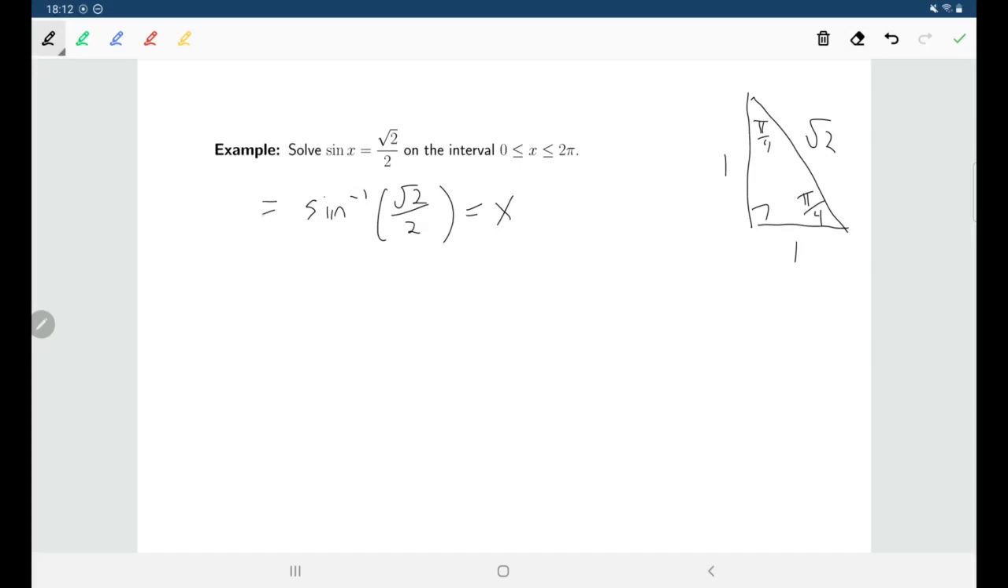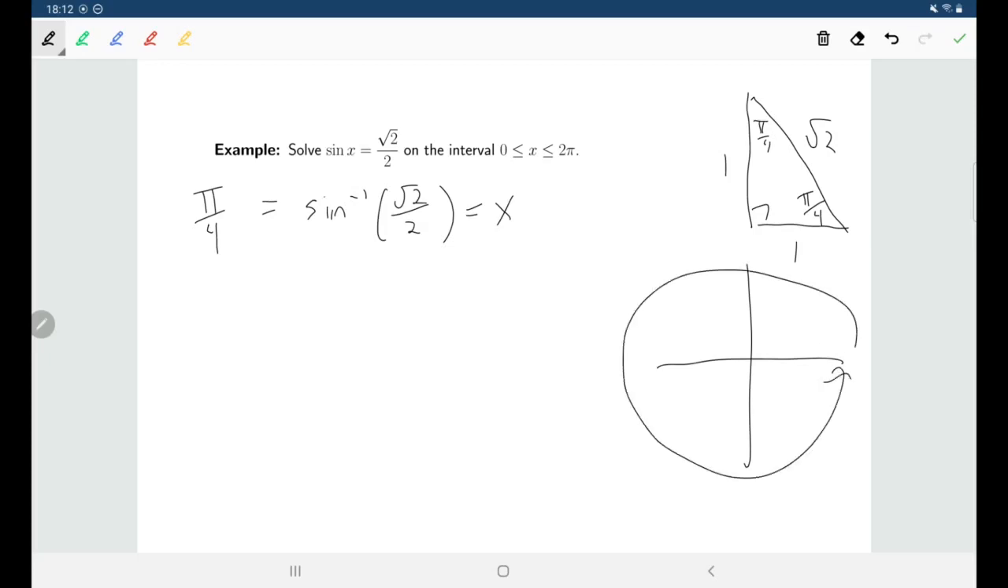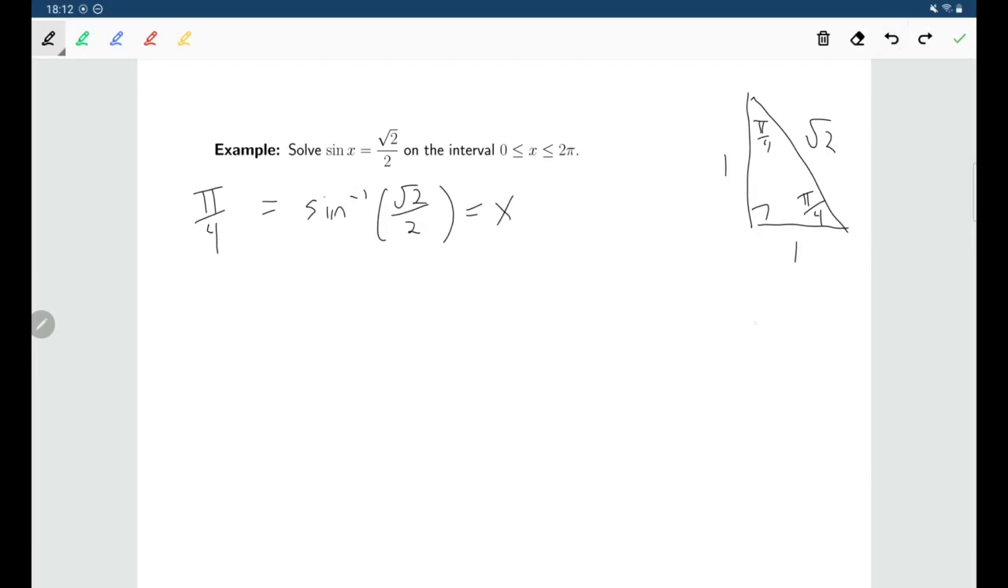Now again, that's only the solution that the inverse trig function gives you. That's not necessarily all the solutions that are in that interval. Because again, remember that sine inverse is only going to give us output that's between negative pi over 2 and positive pi over 2. And we're looking for any solutions between 0 and 2 pi, all within one full revolution. So we're going to need to remind ourselves that there's not just one place where sine would have a value of root 2 over 2.